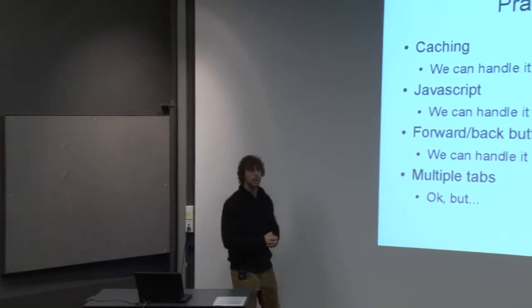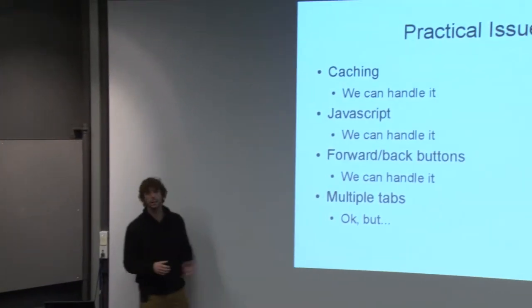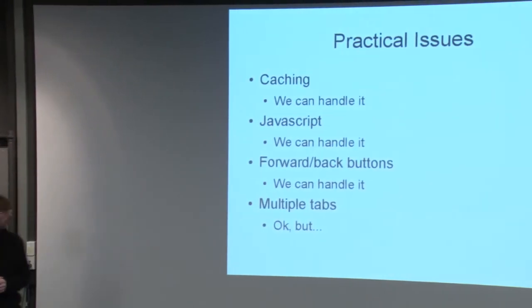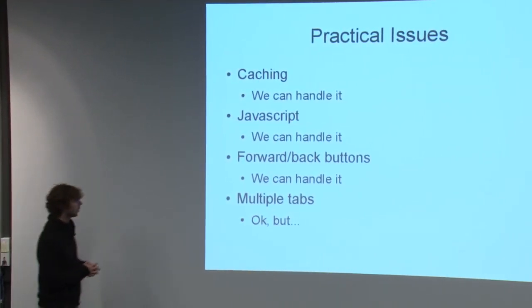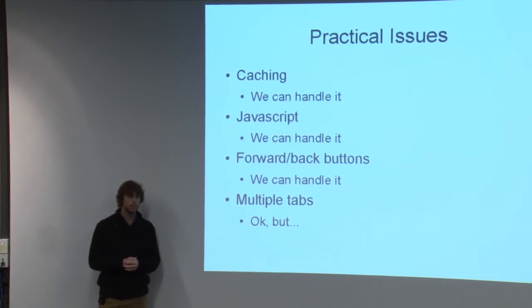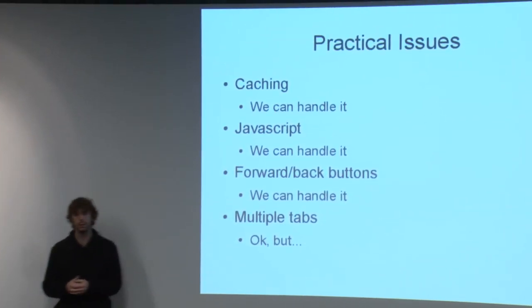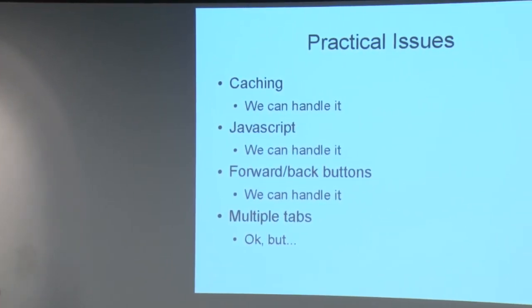Okay, again, there's a lot of practical issues. Caching, JavaScript, forward, back buttons that users might use. We can handle all those things in our model. Again, I would say there's a multiple tab objection, but we do want defenses to work even when users use multiple tabs.